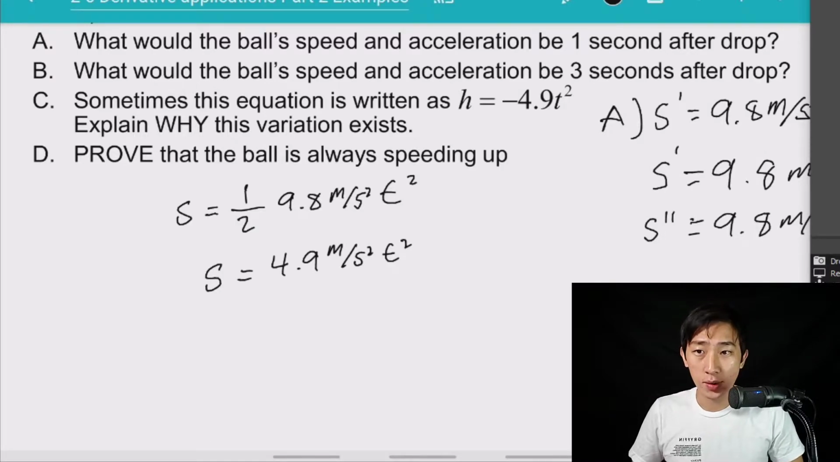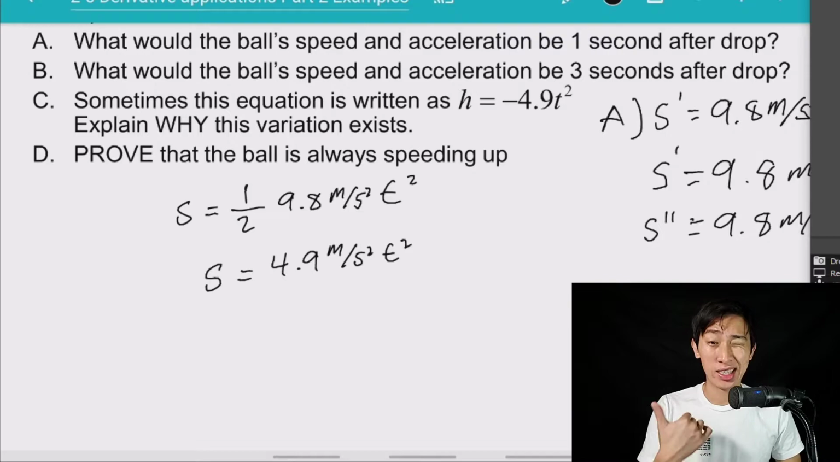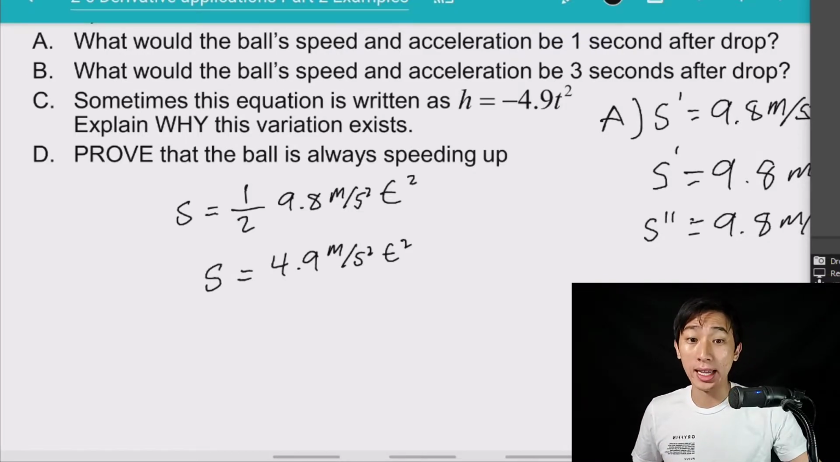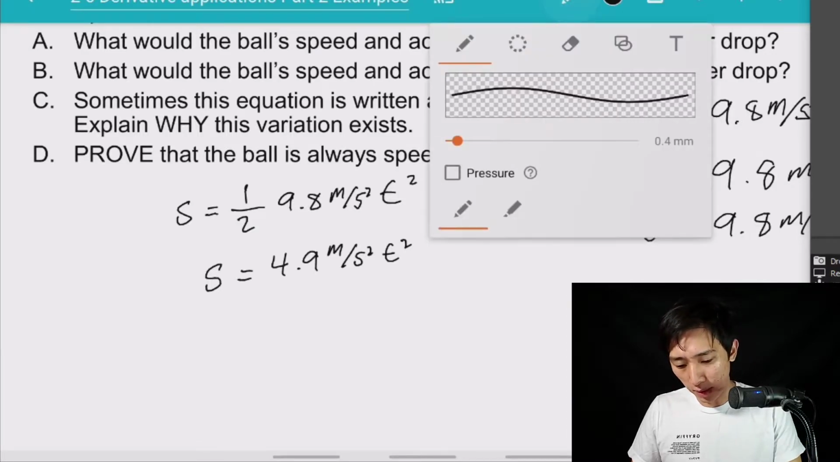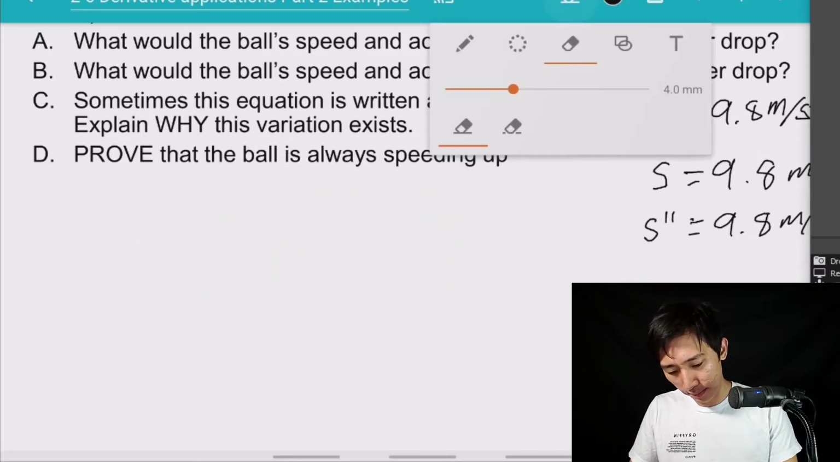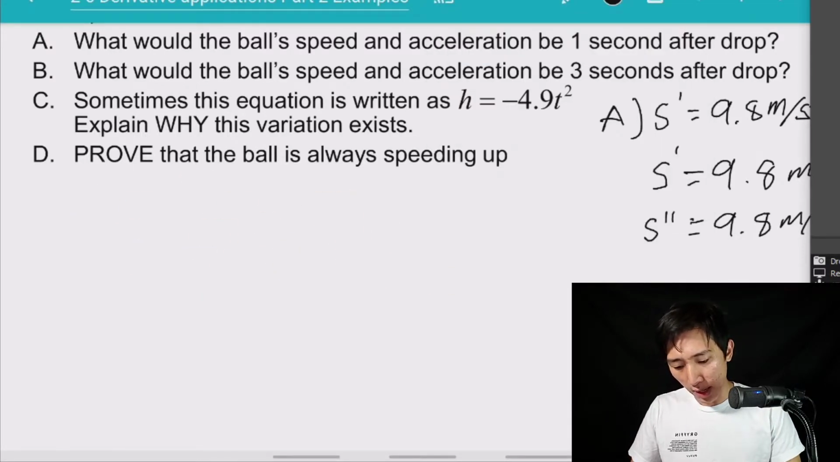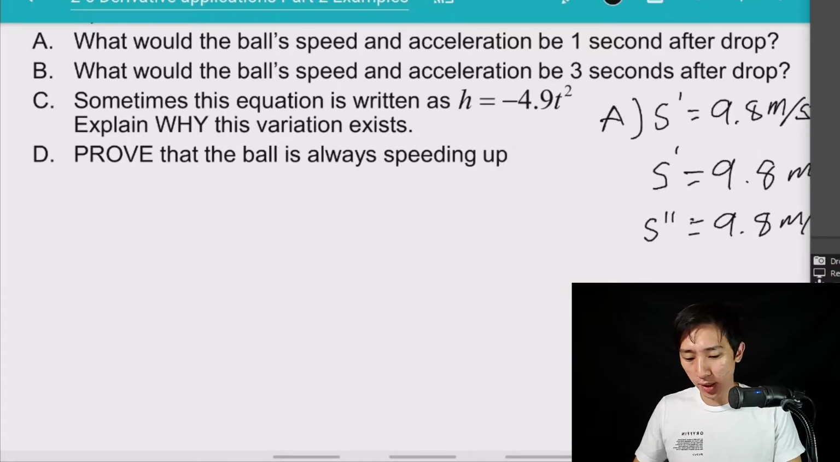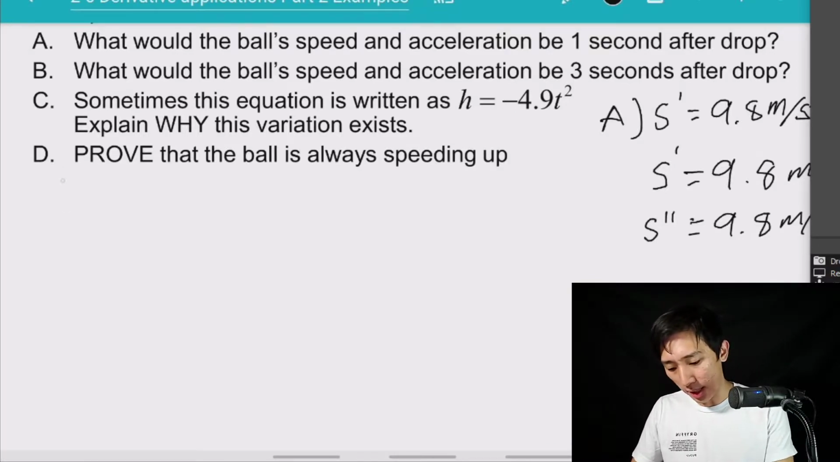Now, last question, it says prove that the ball is always speeding up. One of the things that we talked about previously is that speeding up means that the acceleration and the velocity are both positive or both negative. So that's what we're going to be checking here. So let me erase this really quickly. And then it says prove that the ball is always speeding up. So this is going to be D.